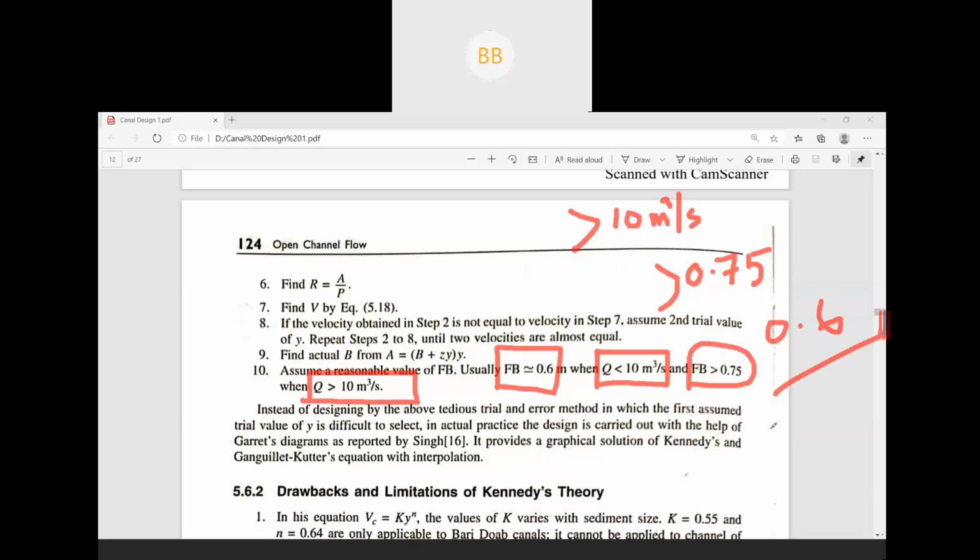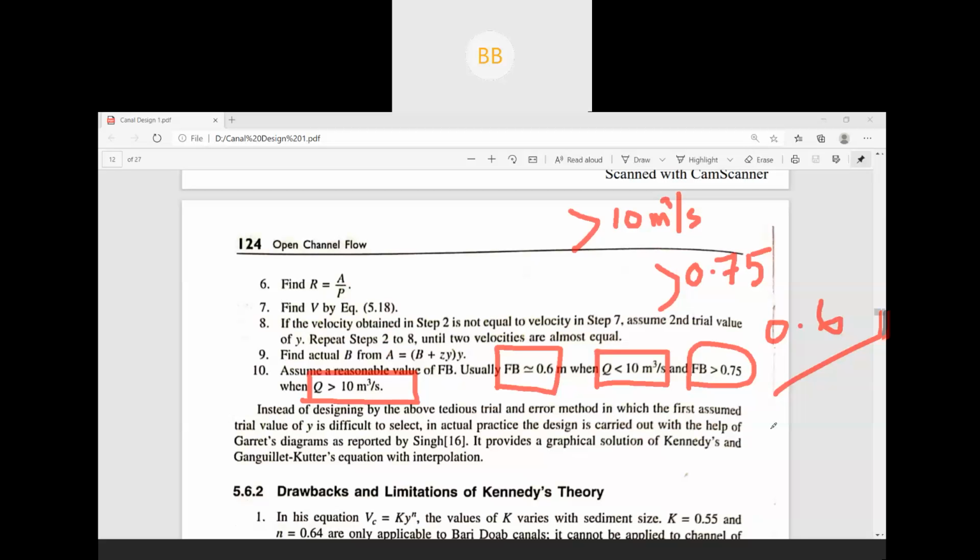This method you cannot solve manually, though it's in your syllabus. You should know the process. We use software called MATLAB to solve such problems, where you can go for a number of trials till you get both the velocities almost the same. But manually it's not possible.